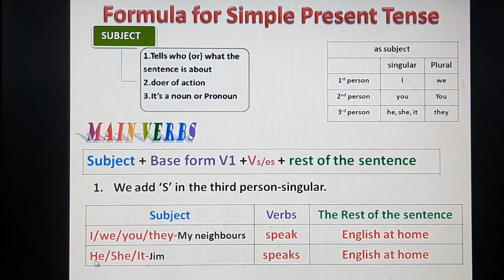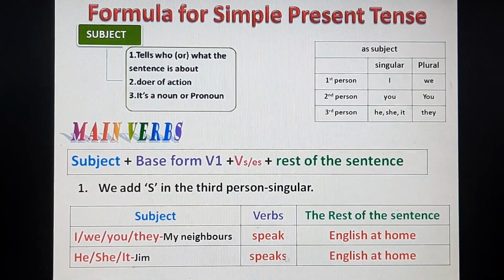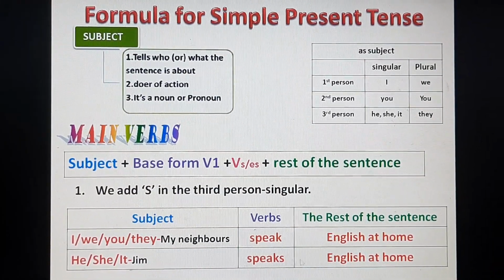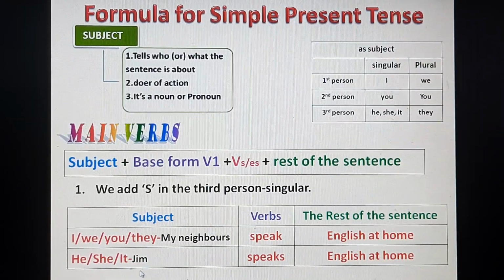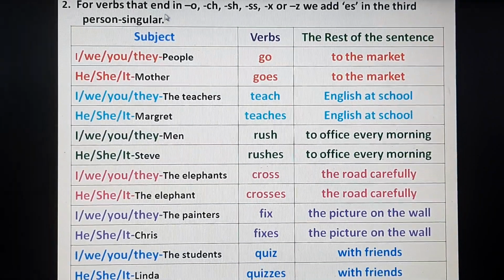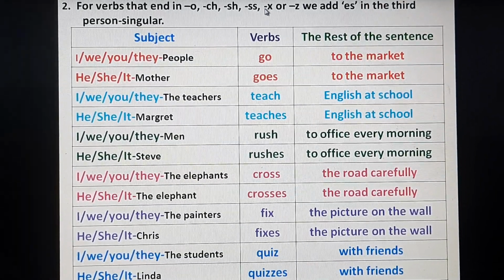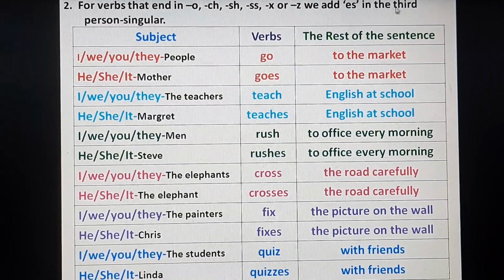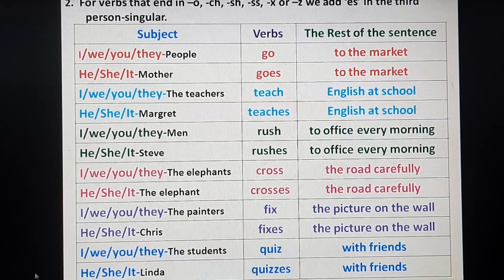Third person singular, he speaks. It takes this V-S or E-S form. He speaks English at home. She speaks English at home. Jim can be substituted for he. So we say Jim speaks English at home. Now for verbs that end in O, CH, SH, SS, X or Z, we add ES in the third person singular. So the subject is constant.